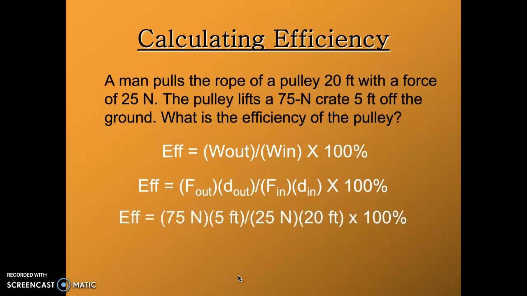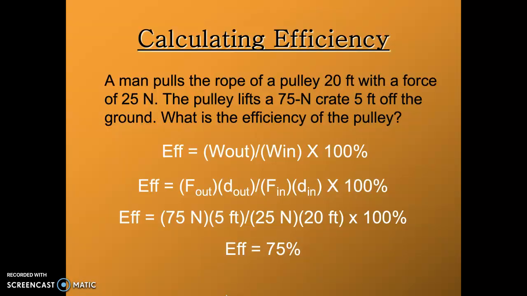If we read through our problem here, 75 newtons is lifted 5 feet. That's how much work comes out of the pulley. The man applied 25 newtons over 20 feet. So 75 times 5 divided by 25 times 20. If I take the 75 times 5, that's going to give me 375. And I'm going to take that 375 and divide by 500. That's 0.75. 0.75 times 100 is 75% efficiency.